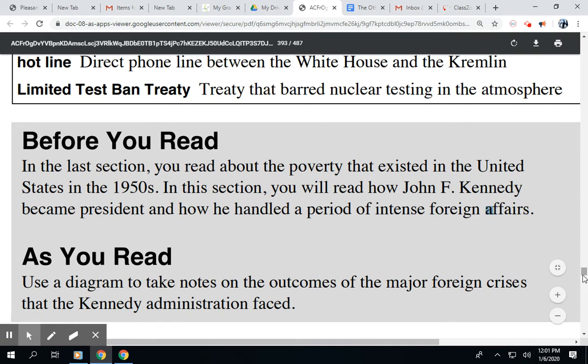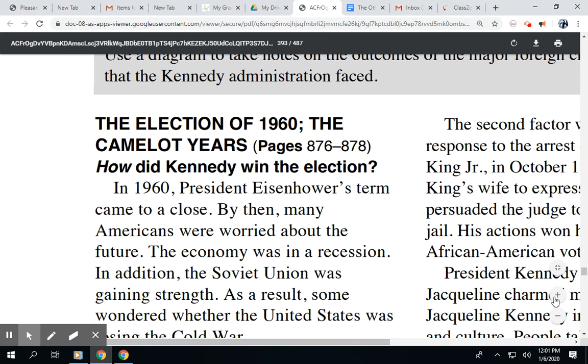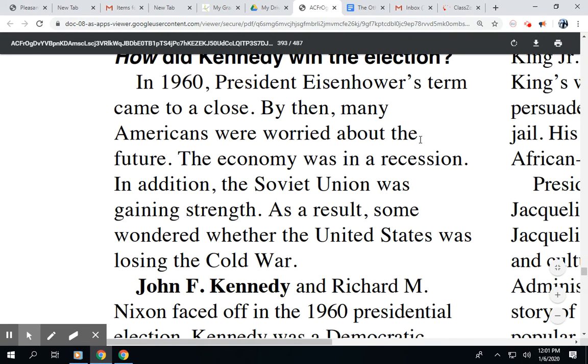The election of 1960. The Camelot years. How did Kennedy win the election? In 1960, President Eisenhower's term came to a close. By then, many Americans were worried about the future. The economy was in a recession. In addition, the Soviet Union was gaining strength. As a result, some wondered whether the United States was losing the Cold War.